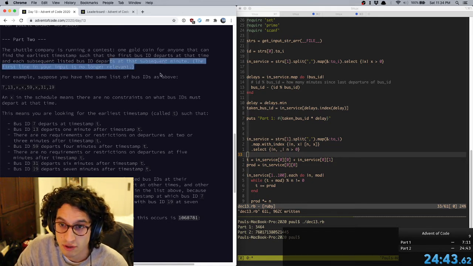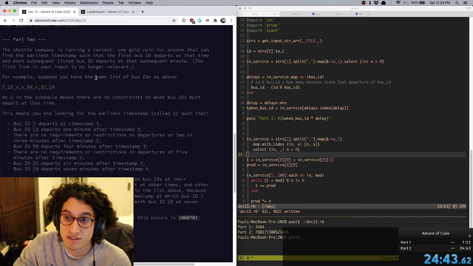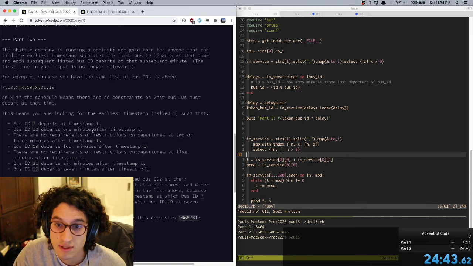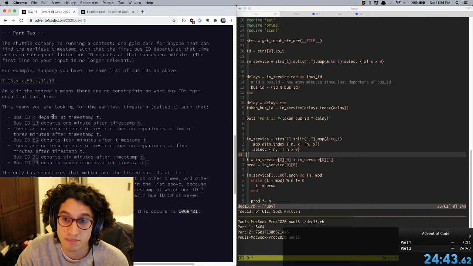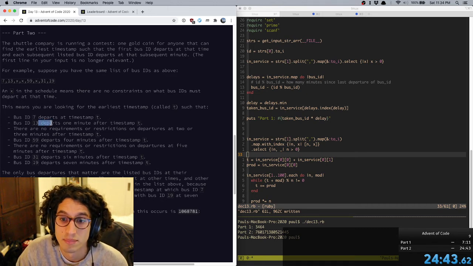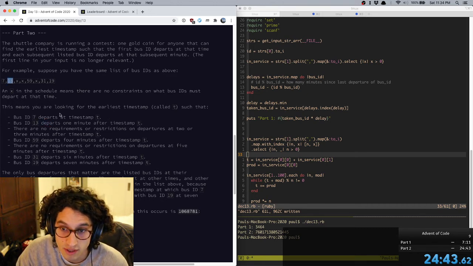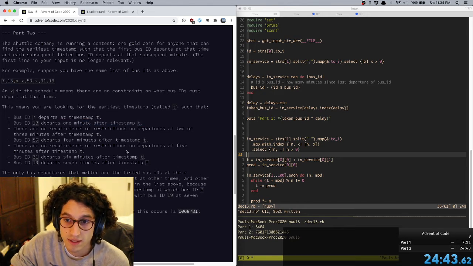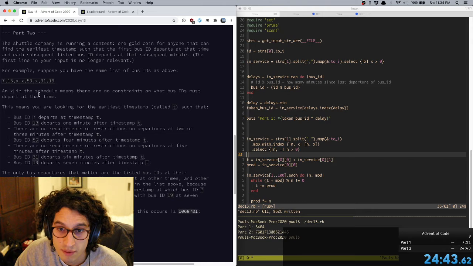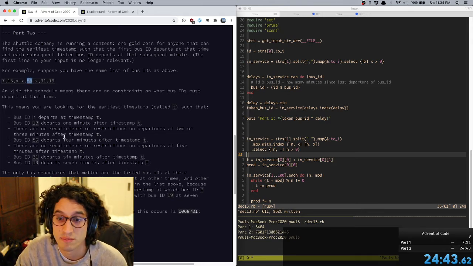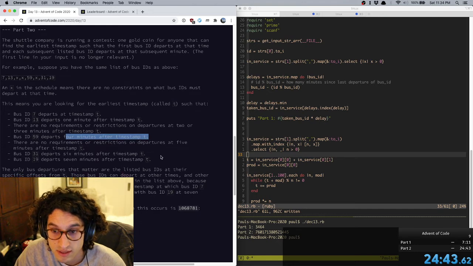The first line in your input is no longer relevant. Suppose you have the same list of bus IDs as above. An X in the schedule means there is no constraint on what bus IDs must depart at that time. So bus ID 7 has to depart at timestamp T. Bus 13, because it's index 1, must depart 1 minute after timestamp T. No requirements for 2 or 3 minutes after. Then bus 59 has to depart 4 minutes after timestamp T.